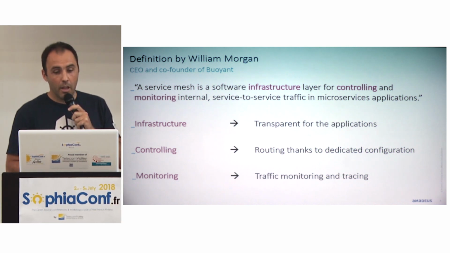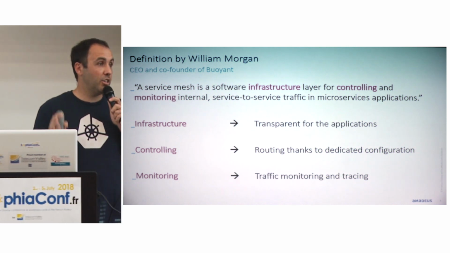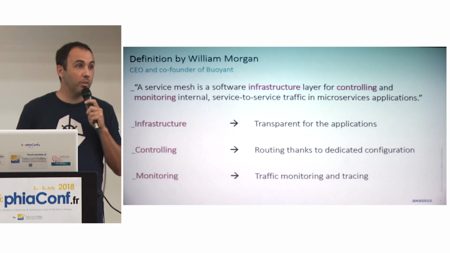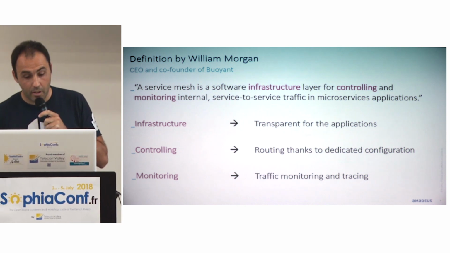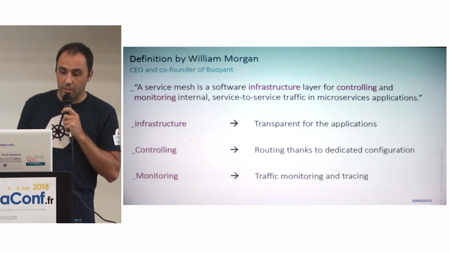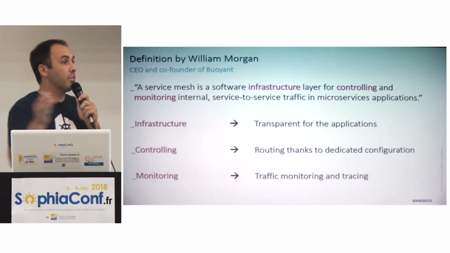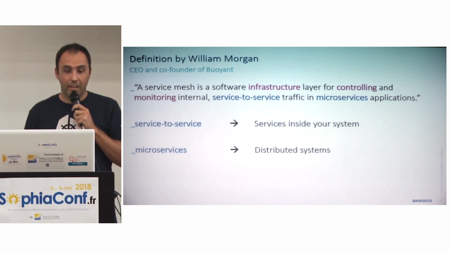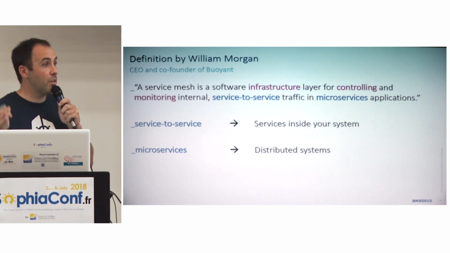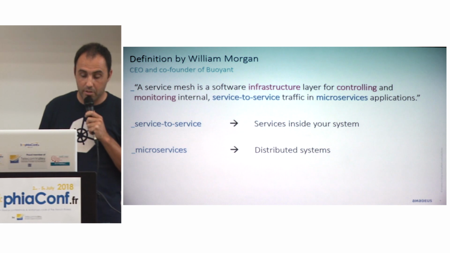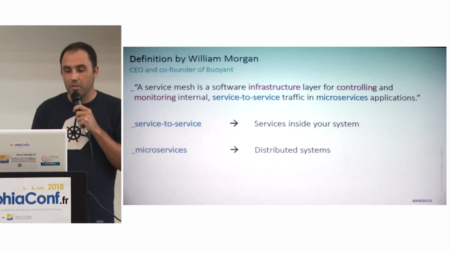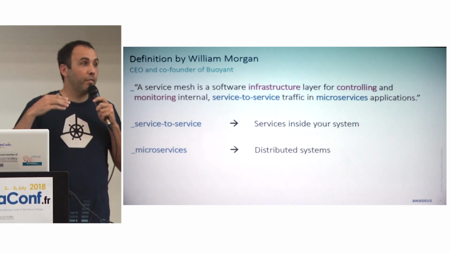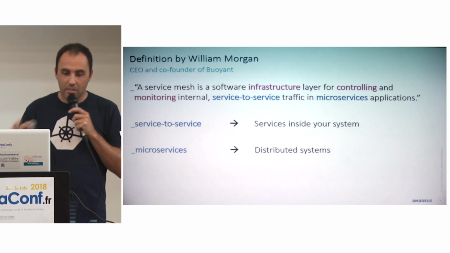Controlling: when you say controlling, it means controlling the traffic by injecting dedicated configuration into the system. We'll see an example later on. And finally, monitoring. There are two points here in monitoring. It's traffic monitoring, volumes, latency, for example, but also tracing. Where is my transaction flying in the system in between my services? And then the context: it's service to service internally in your cluster, in your distributed system. And normally for microservices, but I would say it applies to distributed systems. So if you're running a set of services on top of VMs that are not yet microservices, it can still apply.